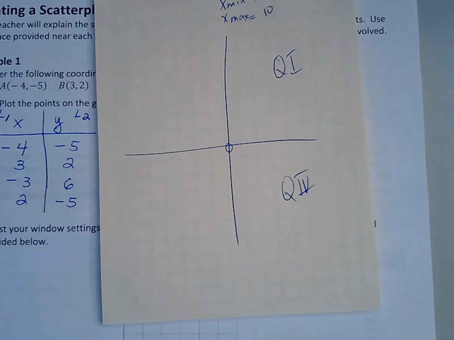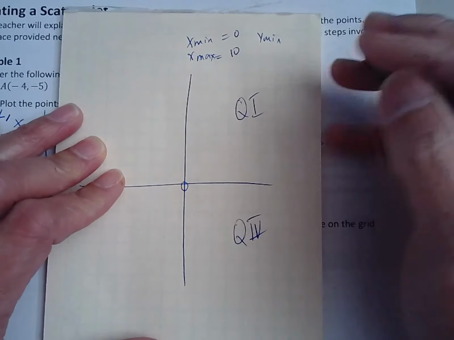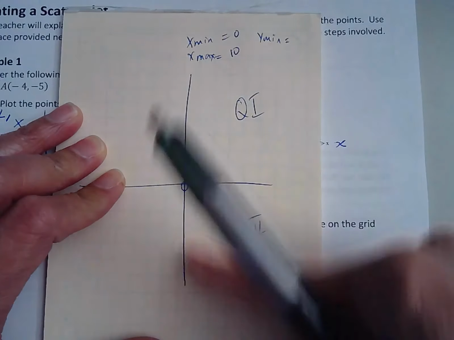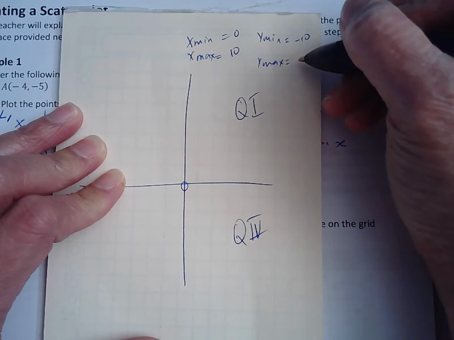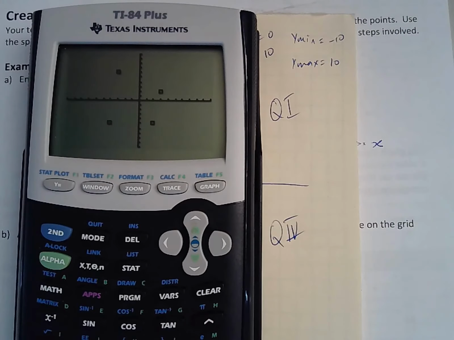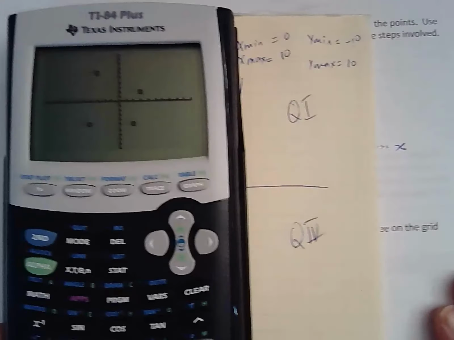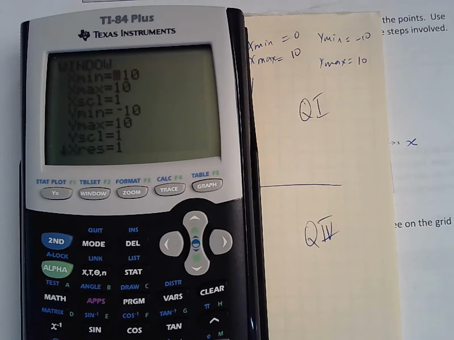Okay. What about your y min? Y min would be negative 10, right? Because you want to see down here, so you go negative 10. And what about the y max? Positive 10. Okay, so let's do that. We're just going to focus on quadrants 1 and 4 only. Okay, so press window, because that's how you change your window settings.